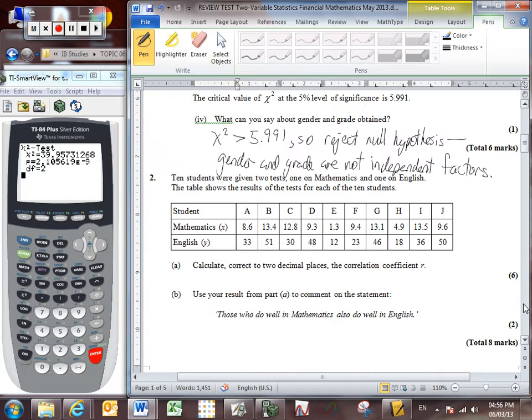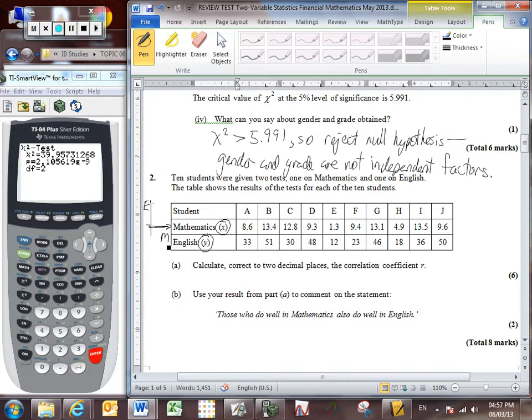All right, let's move on to number 2. 10 students were given 2 tests, one on math, one on English. And there we can see the results. You'll notice that mathematics is the X and English is the Y. So if you're going to graph this on a scatter plot, please make sure that you've got the axes in the right order. So mathematics, the first variable they give you, is always the horizontal one. And then the English is going to be the vertical one. Calculate the correlation coefficient.